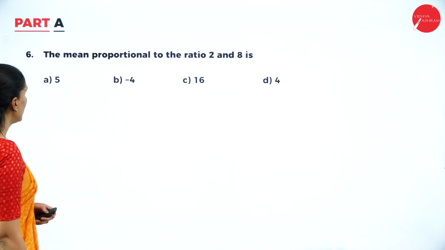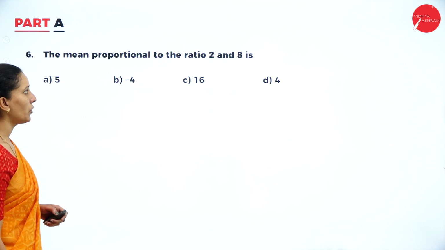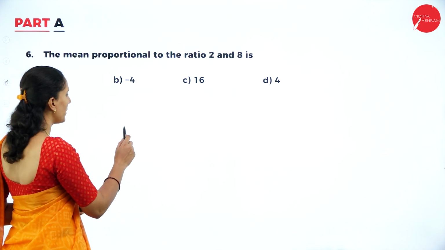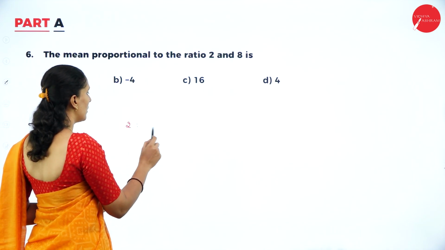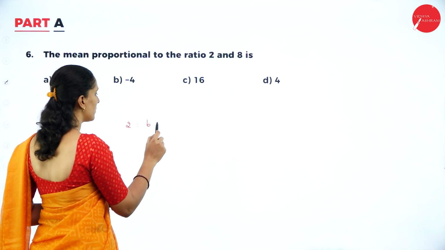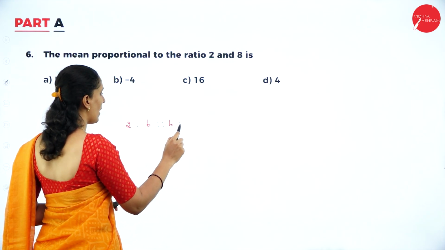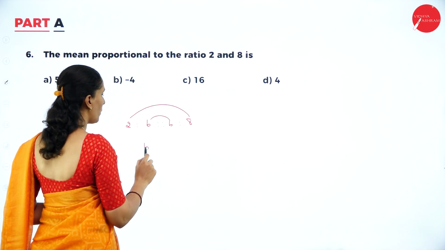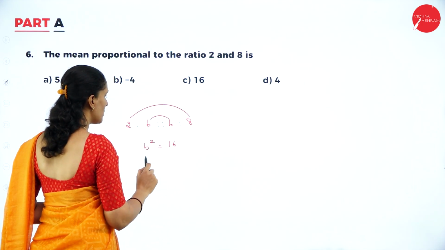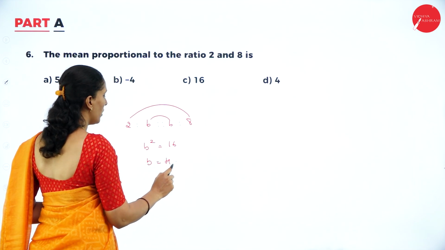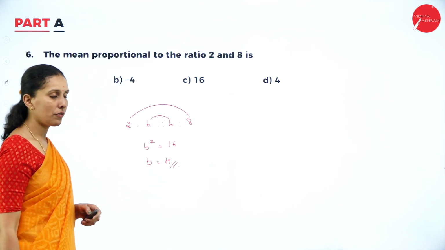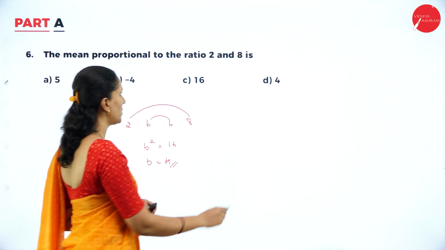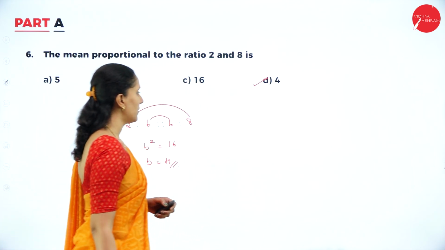Next, the mean proportional to the ratio 2 and 8. So, mean proportional means the means are written in the same values. So, we can write this as B square is equal to 16. So, we will get B is equal to 4. We are supposed to take only the positive values. So, therefore, option D is the correct answer.